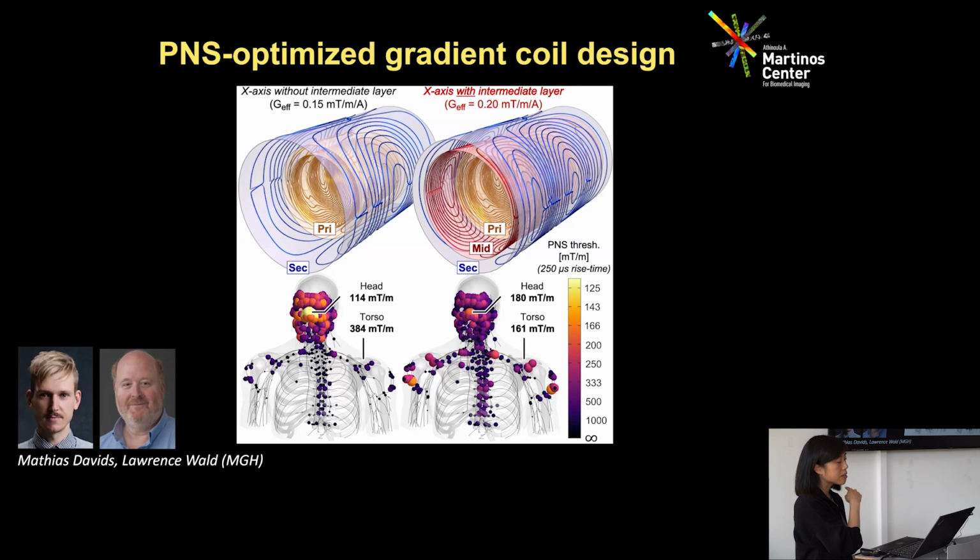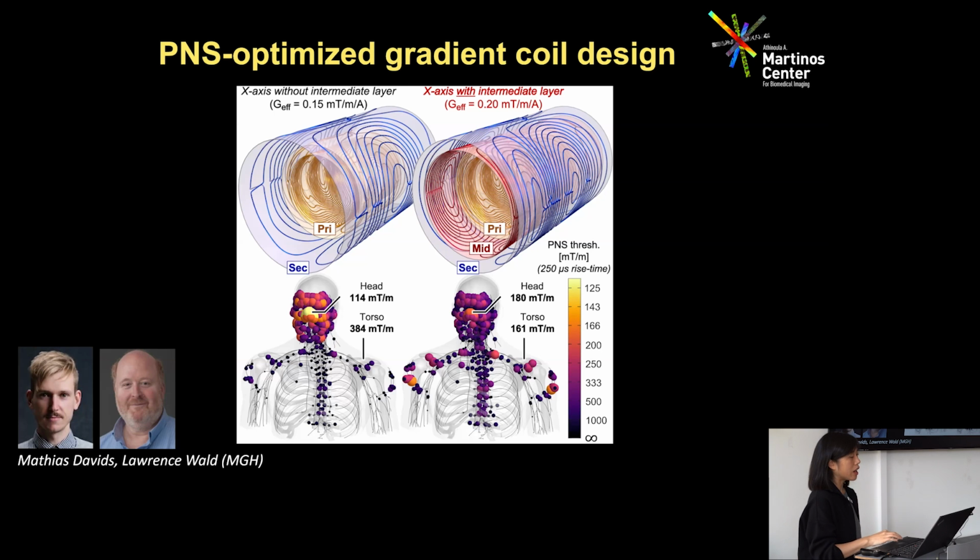And so we applied Matthias's peripheral nerve stimulation model together in concert with the gradient lab's design of the gradient coil windings to try to optimize the gradient coil design to minimize peripheral nerve stimulation. This figure really illustrates the principle of the PNS optimization.